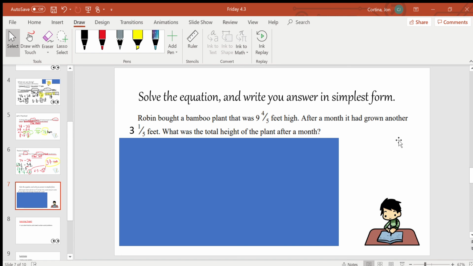It says Robin bought a bamboo plant that was 9 4/5 feet high. After a month, it had grown another 3 1/5 feet. What is the total height of the plant after a month? Go ahead and pause your video and complete your work and check back in when you're done.